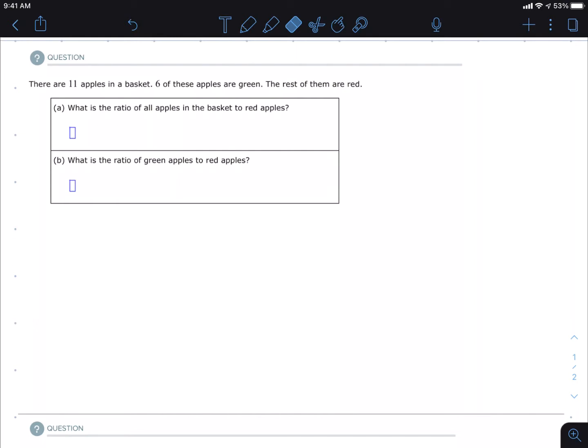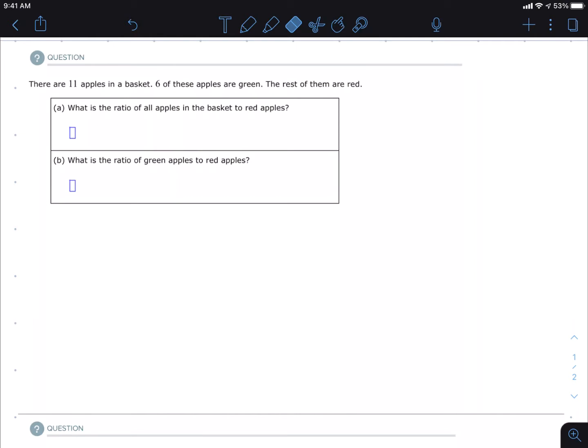In this problem, it says there are 11 apples in a basket. 6 of these apples are green. The rest of them are red. And then we're talking about a ratio. So ratios are often something that's very misunderstood. So it's important that you get used to this terminology.